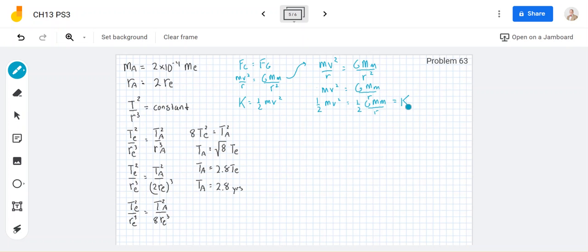So I can actually use this idea. The question says, what is the ratio of the kinetic energy of the asteroid to the kinetic energy of the Earth? So I'm going to do kinetic energy of the asteroid divided by the kinetic energy of the Earth. And I'm going to use this formula.